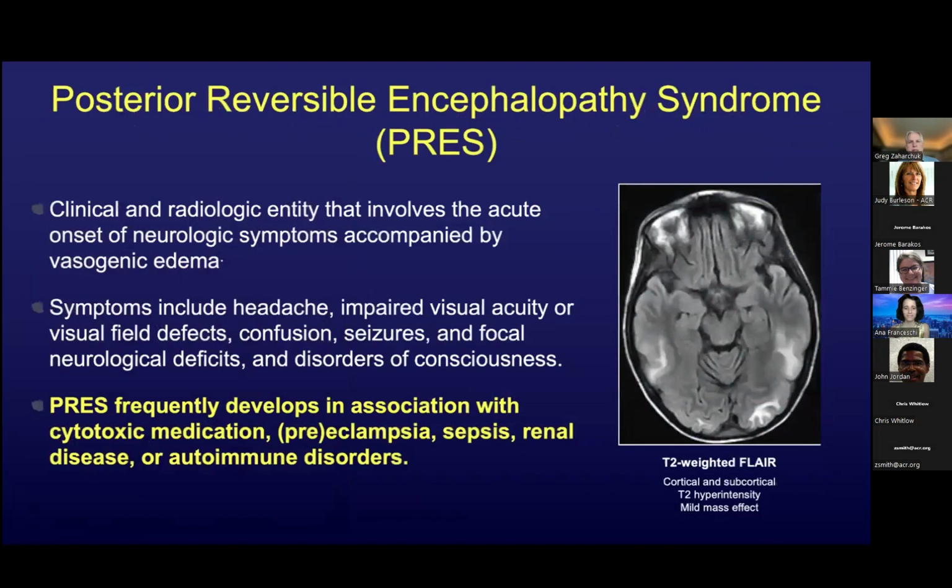I think a much harder diagnosis to exclude is PRES. And there are some people who believe that ARIA-E is nothing more than actually PRES in the setting of these drugs. Again, one of the things that may help you with this is that PRES frequently develops in association with cytotoxic medications, preeclampsia, sepsis, renal disease, and autoimmune disorders. So again, if we're going to be putting people with these kinds of conditions on this drug, we're going to have a very hard time distinguishing PRES from ARIA. But again, in this setting, I think it's very hard to say that something is PRES and not ARIA.